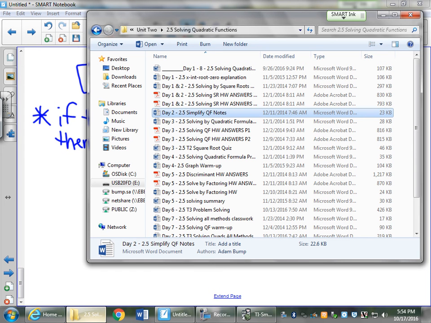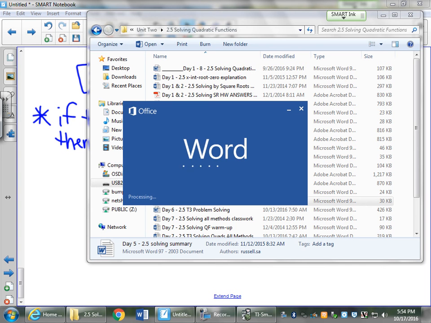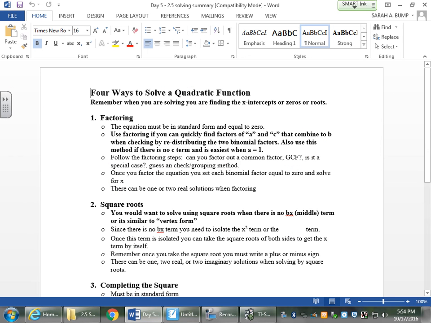Okay, so this is a summary of all the different ways of factoring that you can look at and use to help you. So remember, when you're solving, you're trying to find the x-intercepts, the zeros, or the roots, depending on the context of the problem. And it goes through each. The part in bold is when you should use that method, so when one method would be better than another.